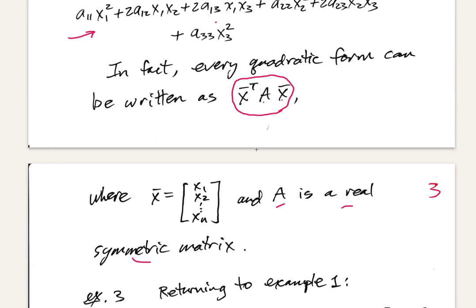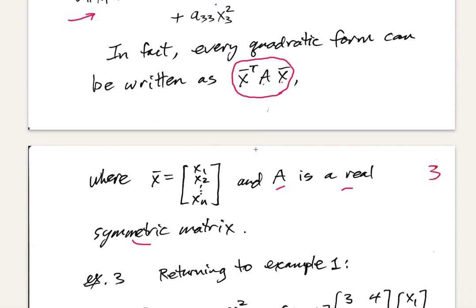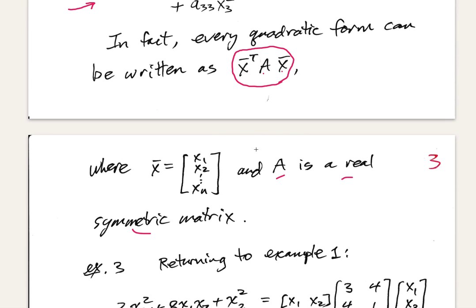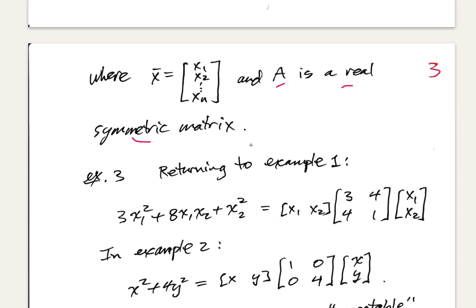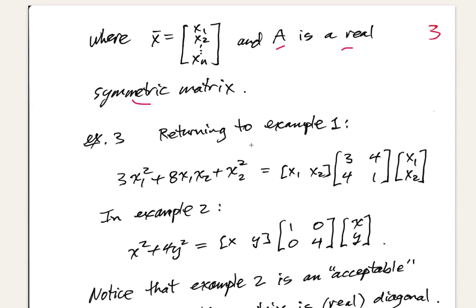Remember how we want to rewrite this with a change of variables so that all our terms involve just squares of variables instead of cross multiplication, so like products of different variables. Okay, let's return to example 1, and let me just show you how we could do this. The first example, this was our quadratic form: 3x1 squared plus 8x1x2 plus x2 squared, and I claim it can be written this way. x1, x2 is a row vector times 3, 4, 4, 1 times the column vector x1, x2.